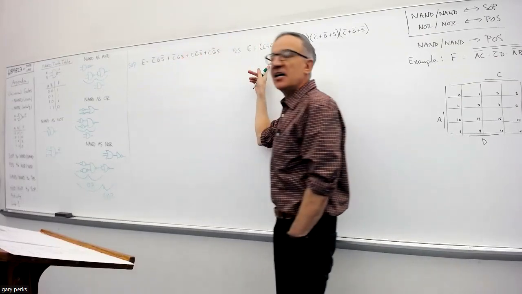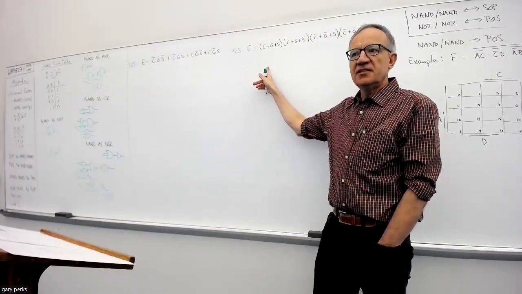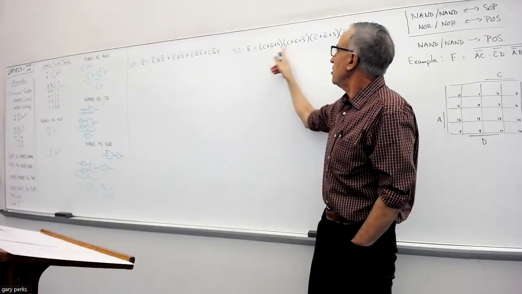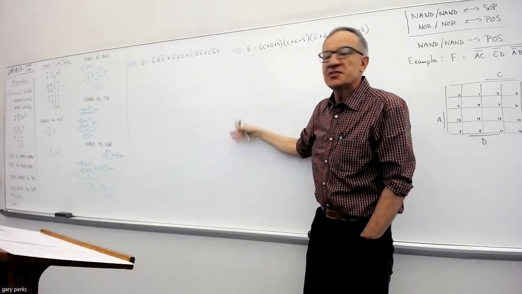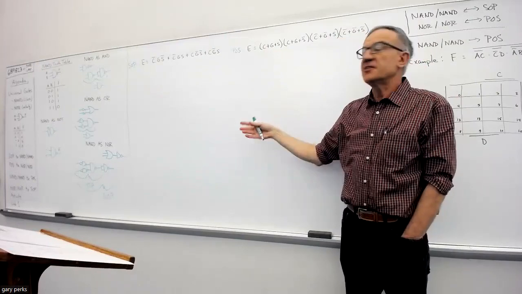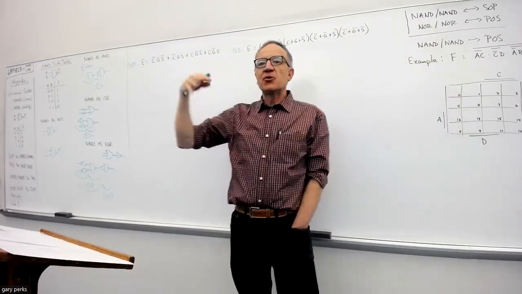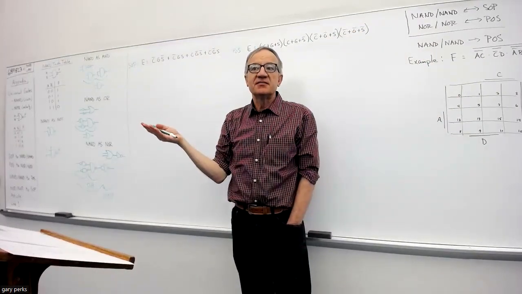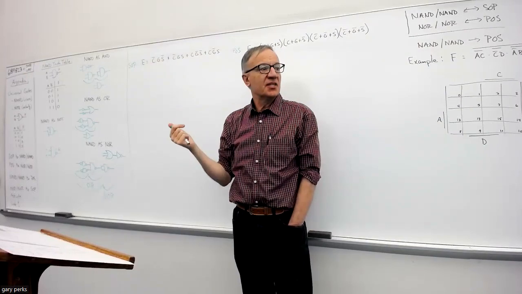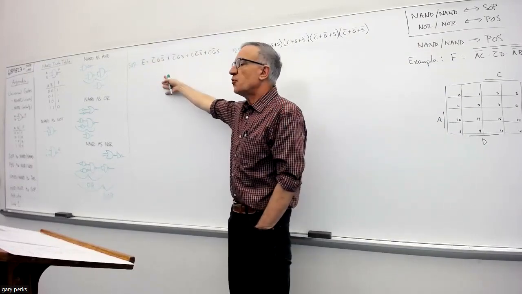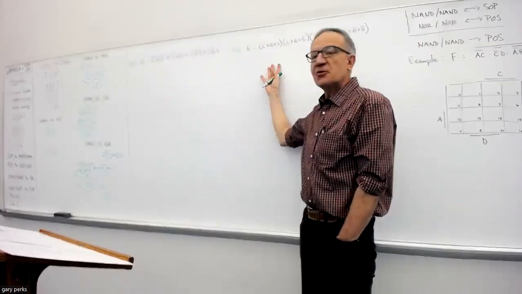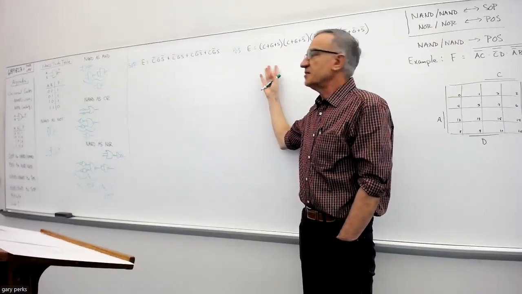How about for POS? It's just the opposite, right? These get all ORed, so you're going to have multiple ORs, and then all those get ANDed together. So SOP and POS require 2 different types of gates, right? They require ANDs and ORs. These require more ANDs than the OR, and this requires more ORs than the AND.